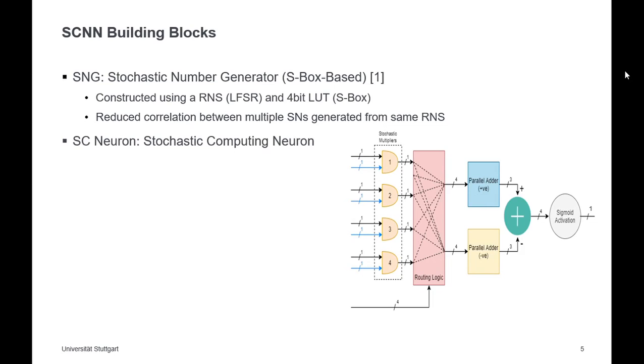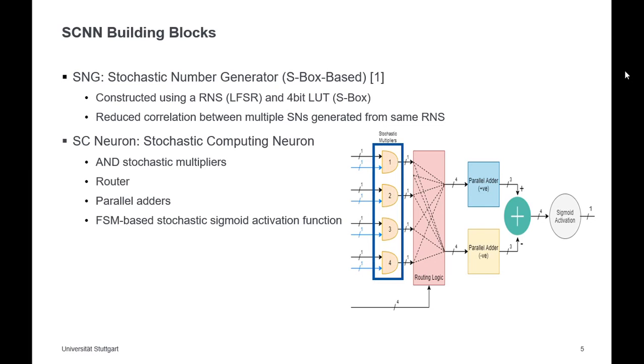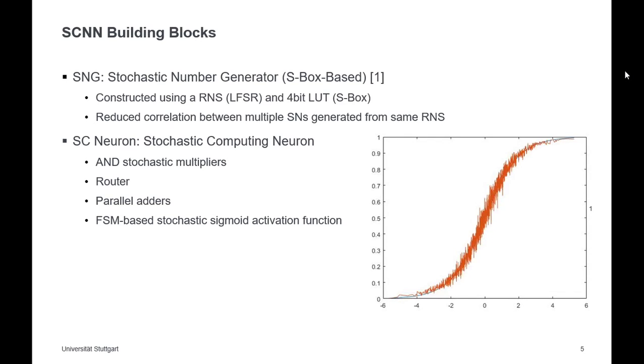The next component is the stochastic computing neuron. The schematic is shown here. It consists of a set of AND stochastic multipliers to obtain the products between the input pixels and trained weights. Then we have the router logic that is used to route the negative products to the negative parallel adder and positive products to the positive parallel adder. The binary sum out of the parallel adders is fed as an input to the FSM-based stochastic sigmoid activation function. Here is a plot of binary versus stochastic sigmoid activation function. The blue line represents the binary version while the orange represents the stochastic version.